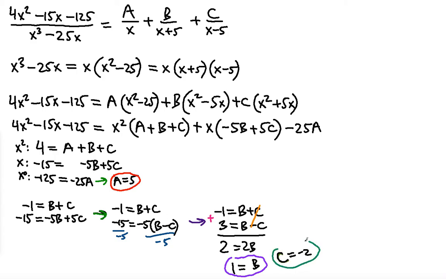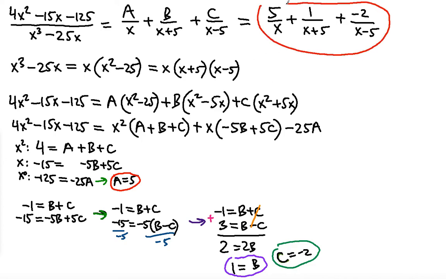So now that we solved for this, we can find the partial fraction decomposition. So 5 over the x, because that's the A value, plus B is 1, so 1 over x plus 5, plus C is negative 2, right? So minus 2 over x minus 5. You have successfully found the partial fraction decomposition of the original fraction.